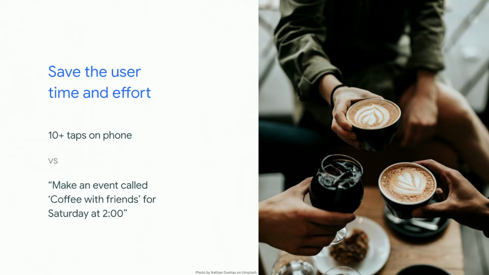One thing you can ask yourself is, would this save the user time and effort as a conversation? Let's take, for example, adding an event to my calendar. I could do that with more than 10 taps on my phone, or I could just do it with one utterance and already have the event title, date, and time saved. So that seems like a clear win.